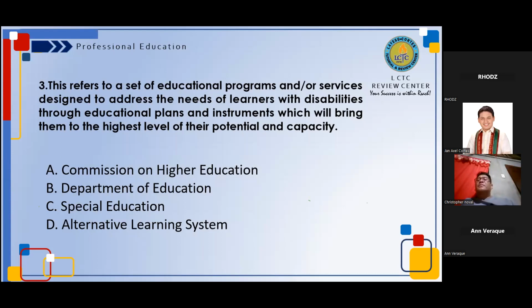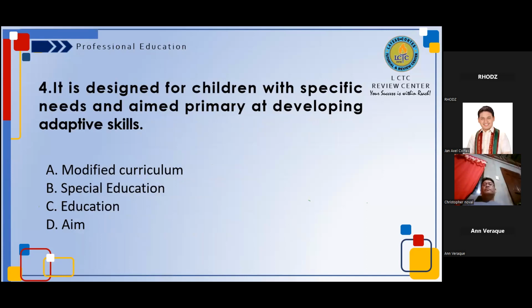The answer is letter C. Correct. Special education. So special education, as what I said, is a program designed by our Department of Education in order to address the needs of learners. The needs of learners are very specific because that is special education. Specific needs of learners. All right, let's proceed to number 4. It is designed for children with specific needs and aims primarily at developing adaptive skills.